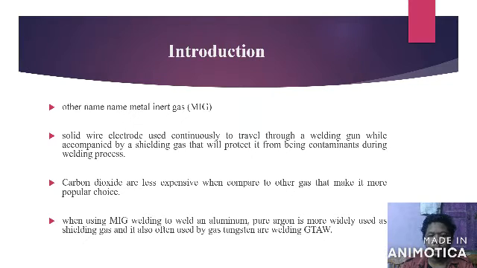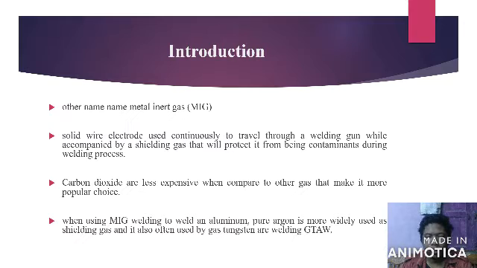Introduction. GMAW is also known by another name, metal inert gas (MIG). Solid wire electrode is used continuously to travel through a welding gun while accompanied by a shielding gas that will protect it from being contaminated during the welding process. Carbon dioxide is less expensive when compared to other gases, which makes it a more popular choice among welders.